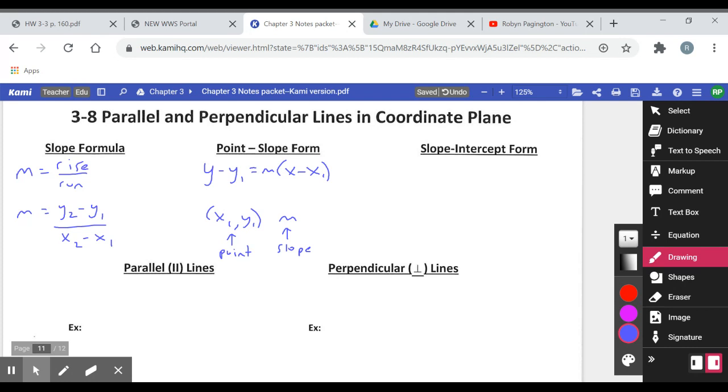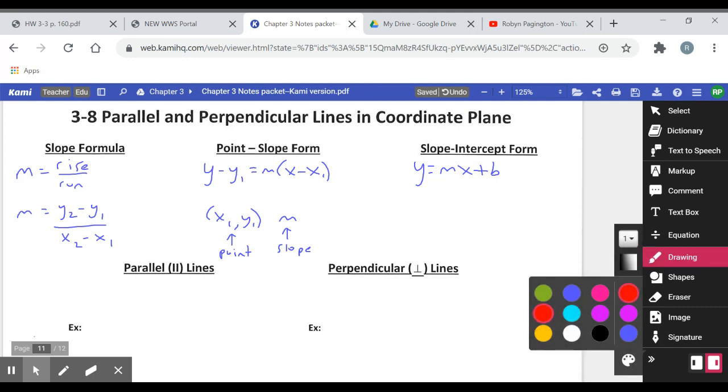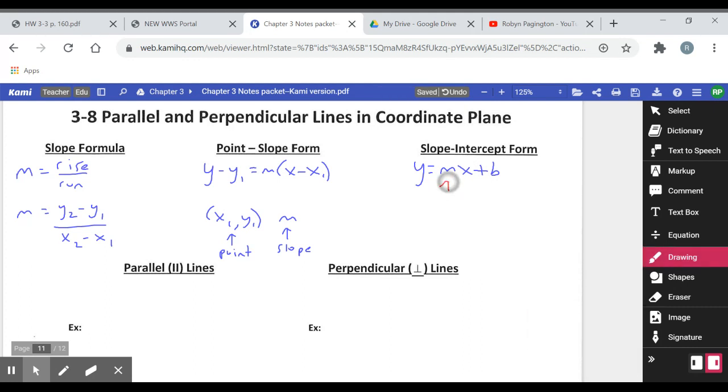Okay, and the slope intercept form is y is equal to mx plus b. And again, if we think about what the parts mean there, we know that m stands for the slope, and we know that b stands for the y-intercept, which is where the line crosses the y-axis.